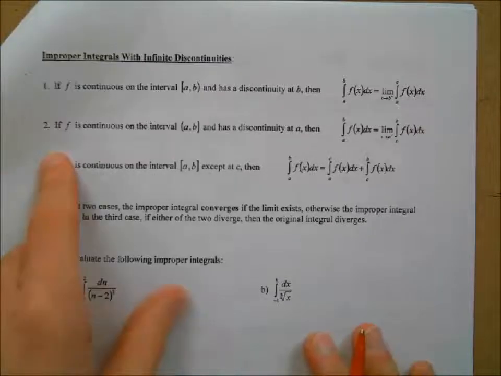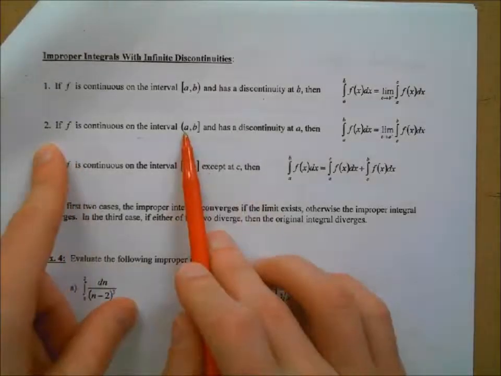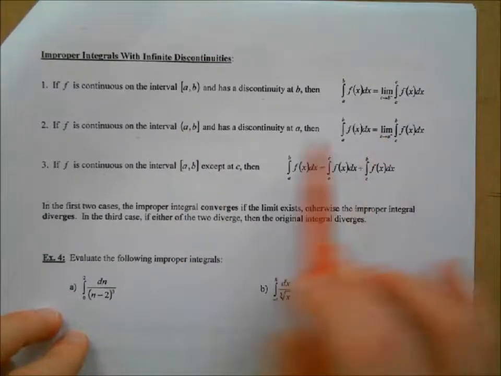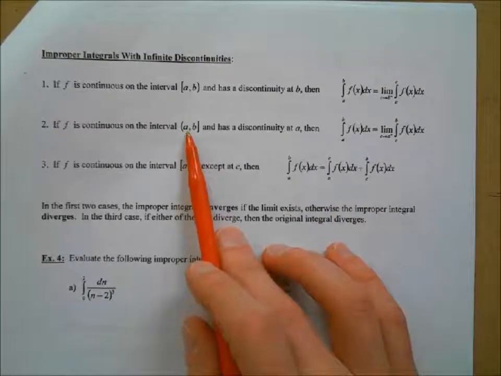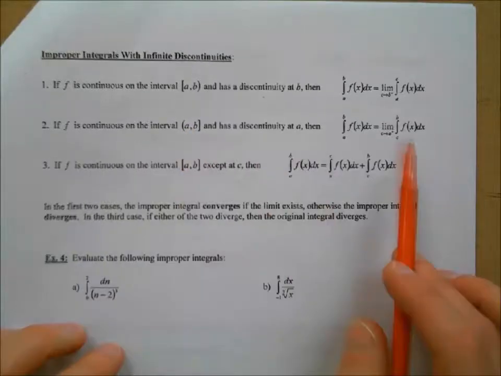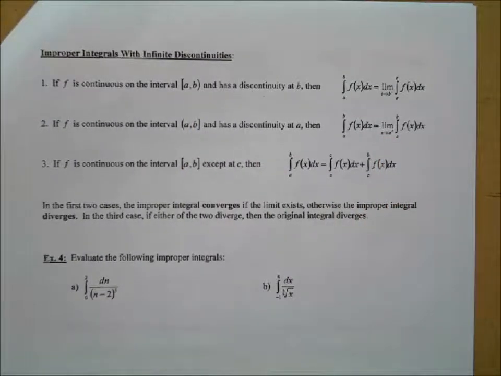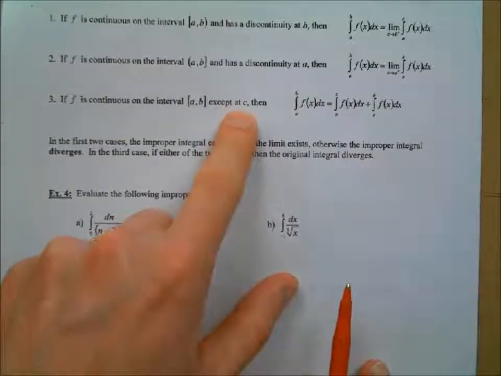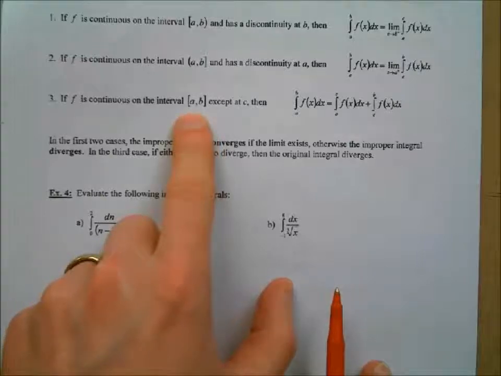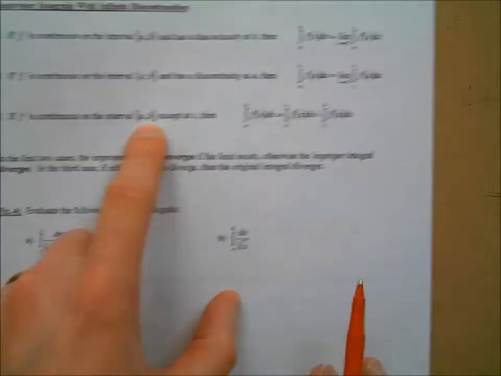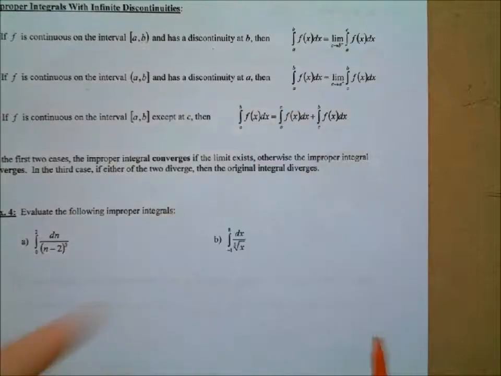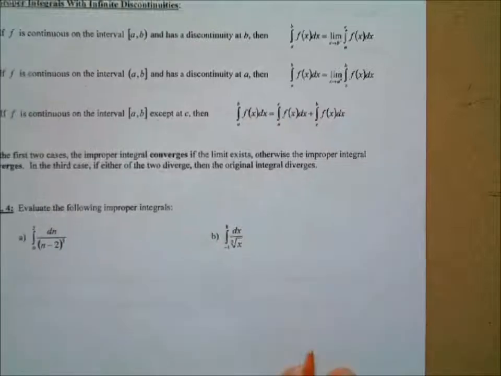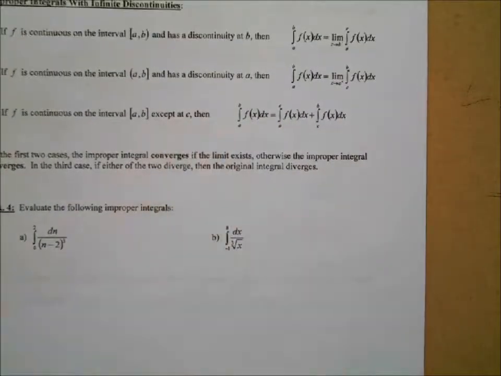All right, same thing here with number 2. Now, if we're discontinuous at a, then we'll again use a limit, but because a is the lower limit of integration, we have to approach a from the right in this interval. So we have c approaching a from the right, and c is our lower limit of integration. And then finally for number 3, if f is continuous on the interval from a to b except at c, so that means there's a discontinuity for some c between a and b, then we break up the integral at that discontinuity. So the integral from a to b of f of x, we go from a to c and then c to b of f of x dx. We're just breaking it up at that discontinuity.